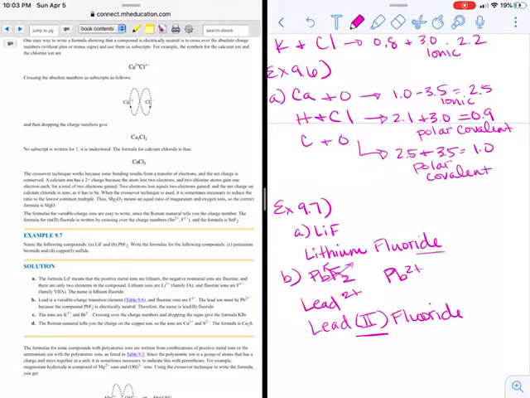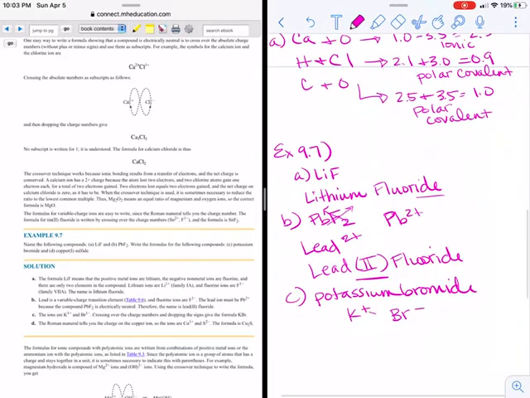Okay, so we weren't quite finished with example 9.7. Part C, actually, we did finish part B. Part C doesn't give the formula, it gives the whole word of the compound. So potassium bromide. I'm just going to write it out here. And really what you do for this one is you just figure out what the ion is. So potassium is +1, bromine is -1, and then you do this crossover thing. So it's just KBr, like that.